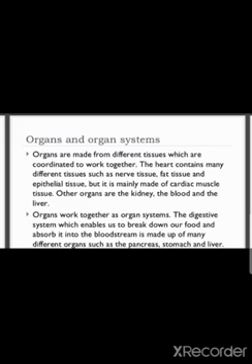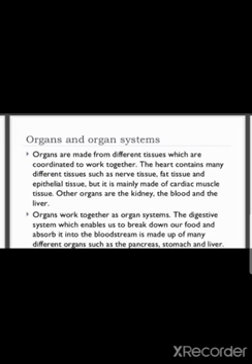Now this heart is an organ and it contains many different tissues such as nerve tissue, fat tissue and epithelial tissue. These tissues are present in your heart. But it is mainly made up of cardiac muscle tissue. When we talk about other organs, the kidney is also an organ, and the liver. So organs are made from different tissues which are coordinated to work together.